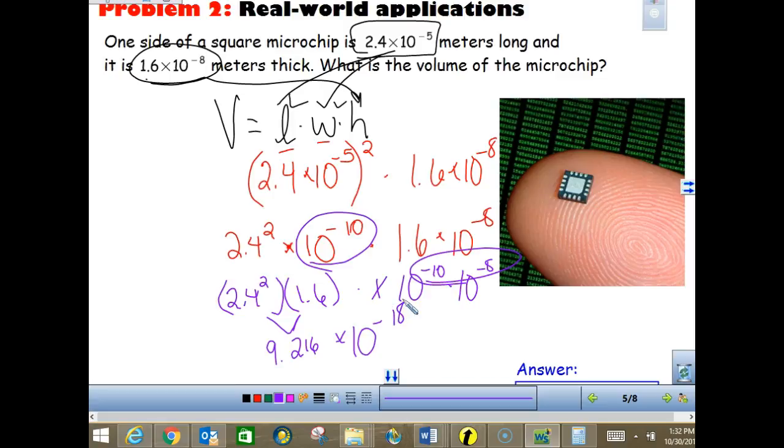It's teeny tiny. That's why your cell phones can now do so much and you don't need a computer that fills the whole room, right? So this technology is making this microchip hold a ton of information. It says this is the volume of it. 9.216 times 10 to the negative 18. That means it has 17 zeros, right? That's how small it is before this 9216. Okay?